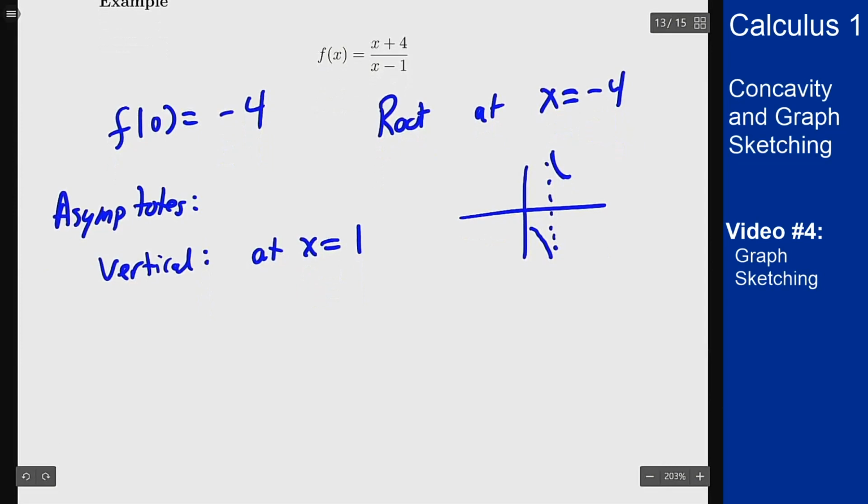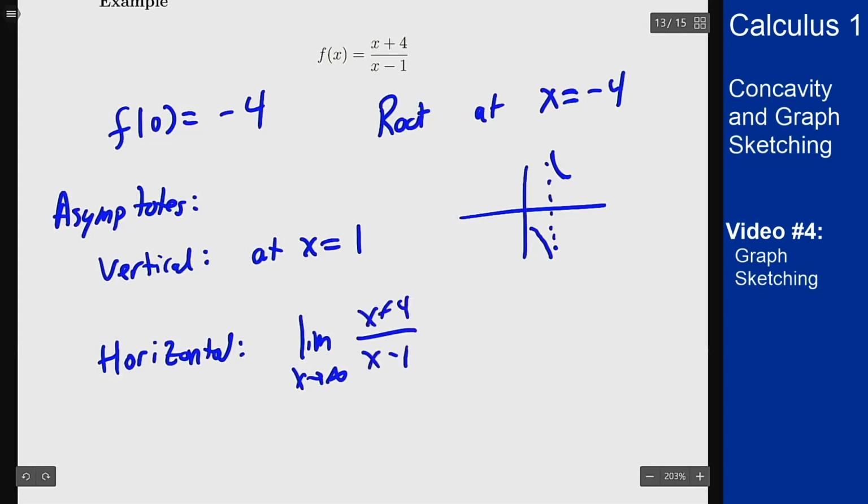What about horizontal asymptotes? Well, we find those by looking at the limit as x goes to infinity of x plus 4 over x minus 1. Using our rules from before, this is 1 in both directions. So I have a horizontal asymptote at 1 on both sides. That's what we can get out of the original function.